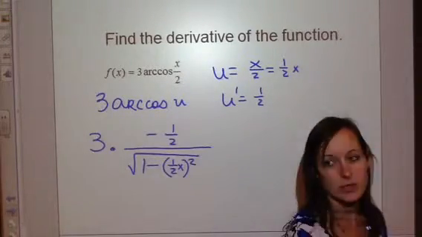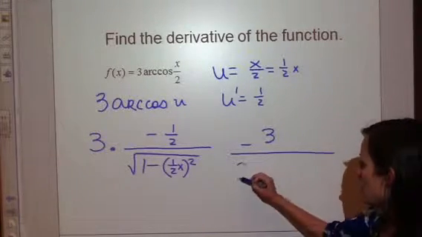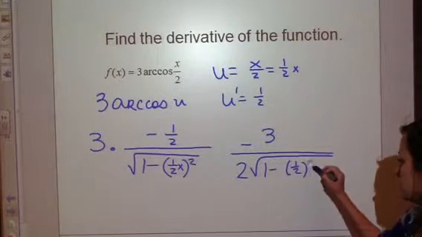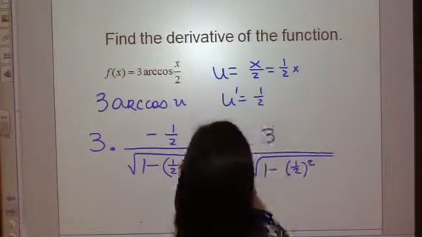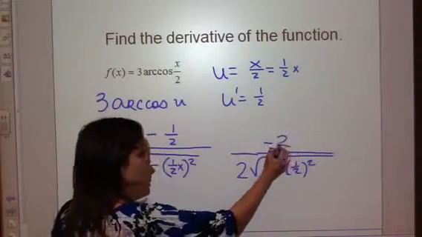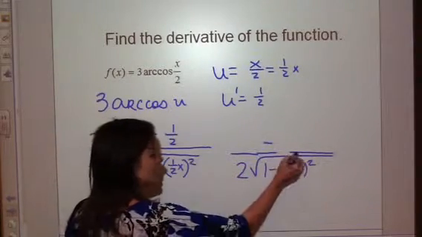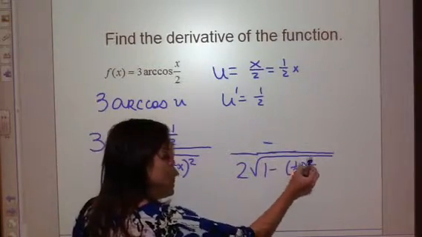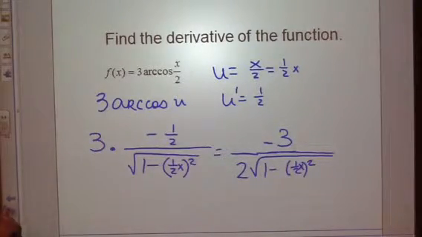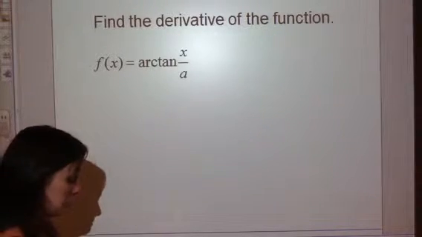But I don't want a fraction within a fraction, so I can just move that 2 to the bottom with the square root. Like that. We get negative 3 over 2 times the square root of 1 minus a half x squared. There you go. So see if you can do this one on your own.